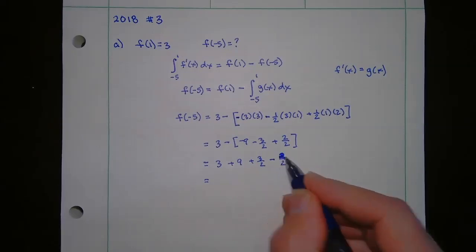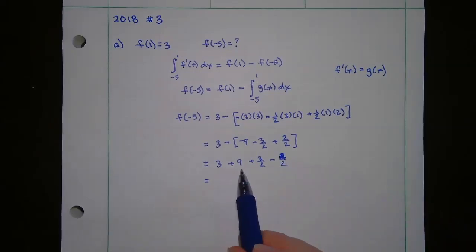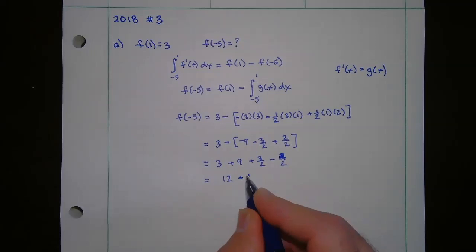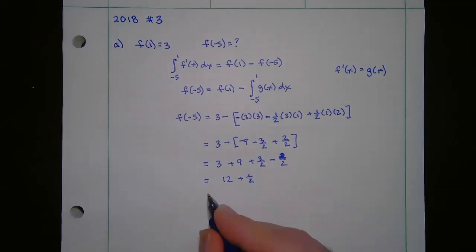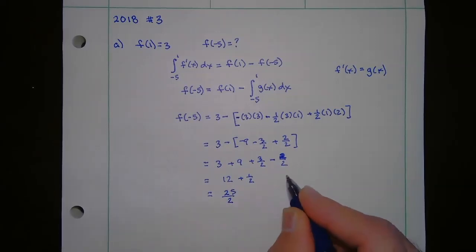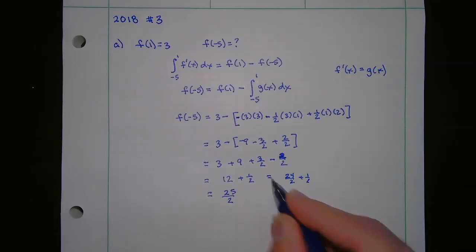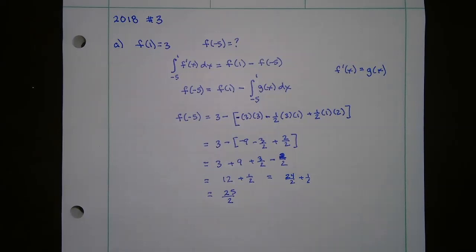That should be 2/2. So this should be 3 plus 9, which is 12. And then 12 plus 1/2, so that'd be 25/2, because 12 is 24/2. All right, that's the answer to part A: f of -5 is 25/2, or 12.5. You could write 12.5 too.